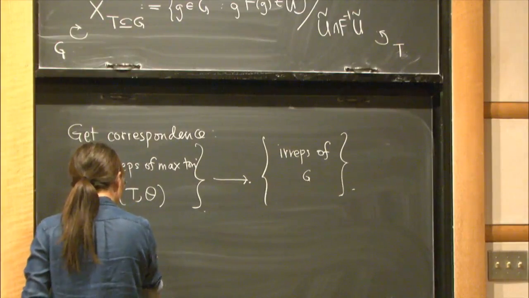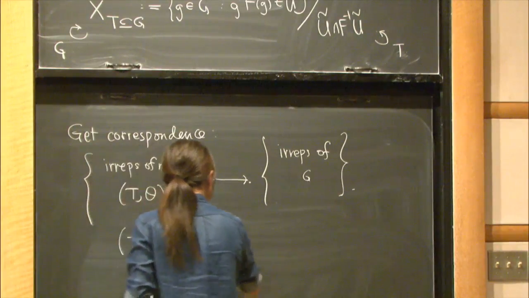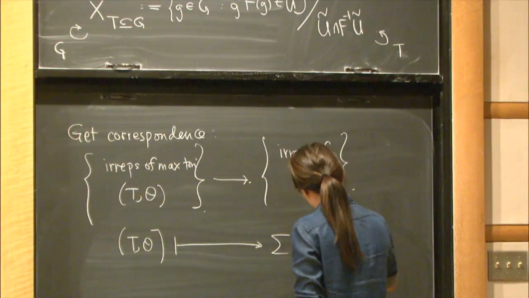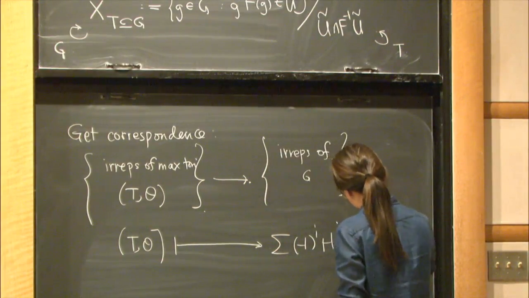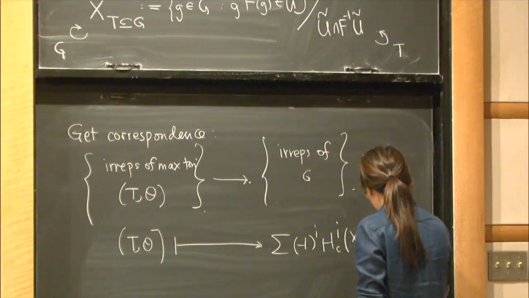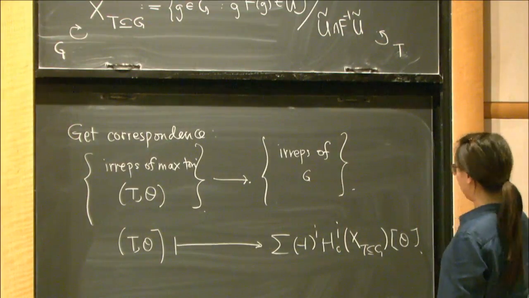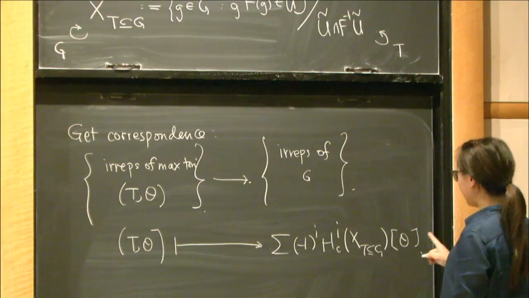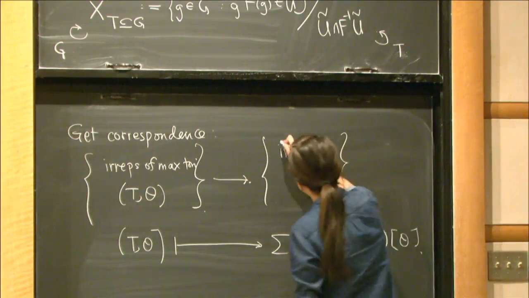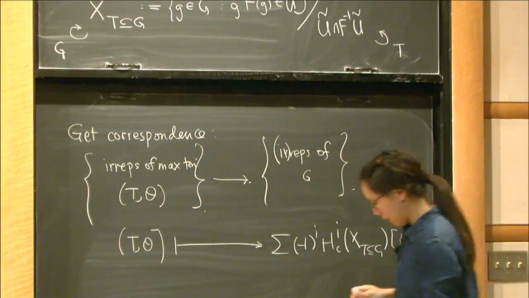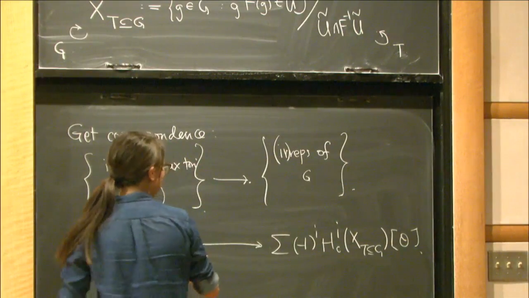But what is the rule? Well, from a (T, theta), I will spit out the alternating sum of the cohomology groups X, T, G. Okay. So a caveat here is that these aren't always irreducible.